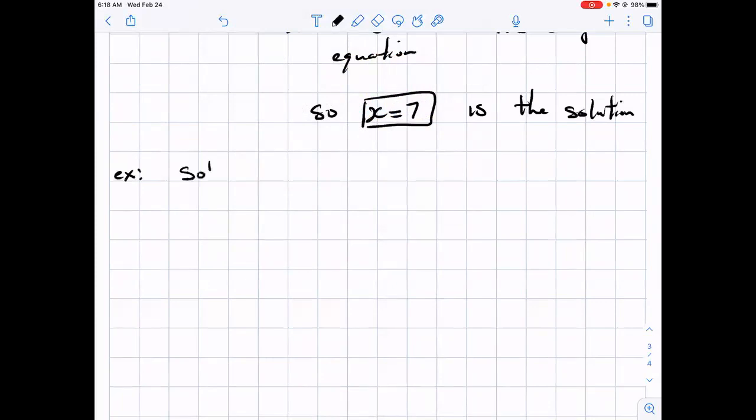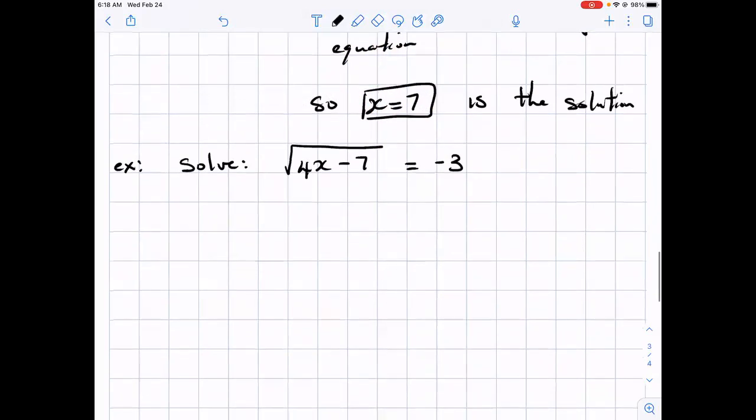If I say solve the square root of 4x minus 7, and is that equal to negative 3? Okay. So remember, we can't solve unless we get rid of the radical. And to get rid of the radical, you have to make sure the radical is isolated on one side of the equation. So in this equation, yes, the radical is by itself. All you see on this left side here is a radical by itself.